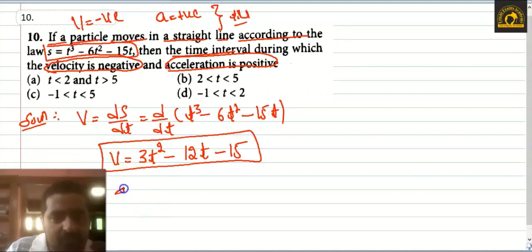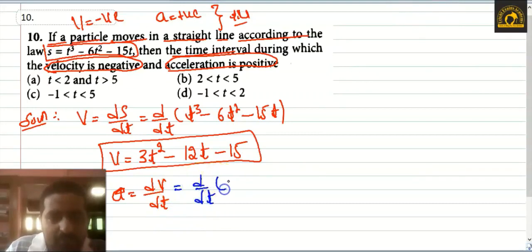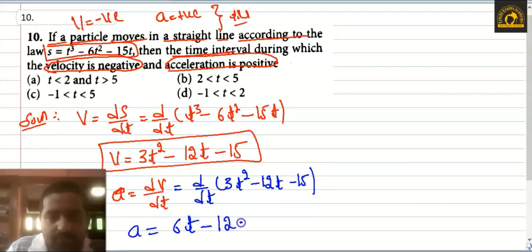Then acceleration. So acceleration is equal to dv by dt. That is equal to d by dt of the v value, which is 3t square minus 12t minus 15. So then acceleration is equal to 6t minus 12 plus 0. So the question is, at what time is acceleration positive? We got the acceleration equation equal to 6t minus 12.